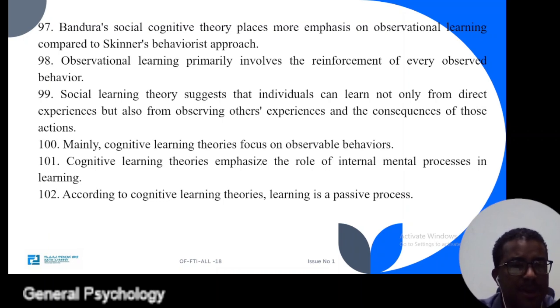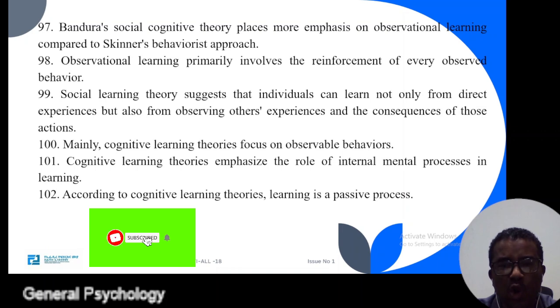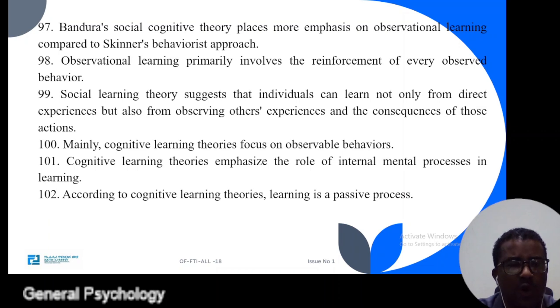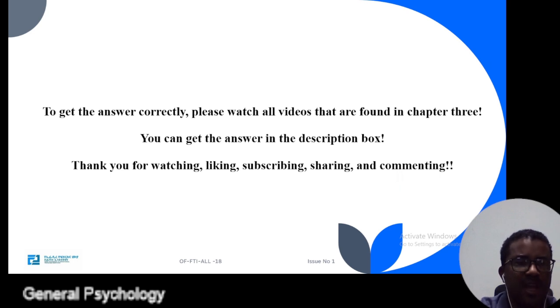100. Mainly, cognitive learning theories focus on observable behaviors. 101. Cognitive learning theories emphasize the role of internal mental processes in learning. 102. According to cognitive learning theories, learning is a passive process.